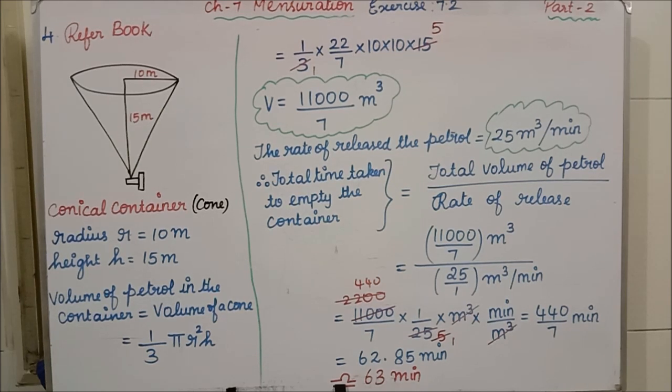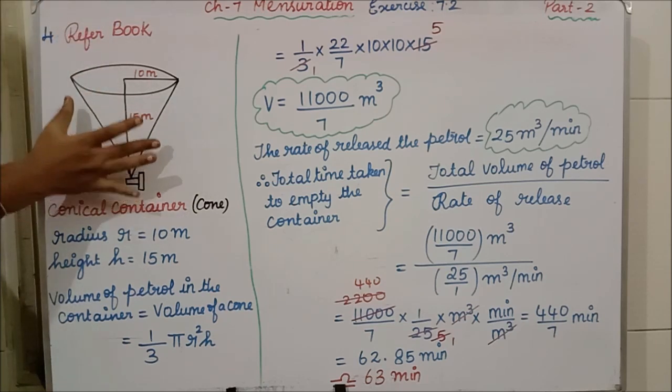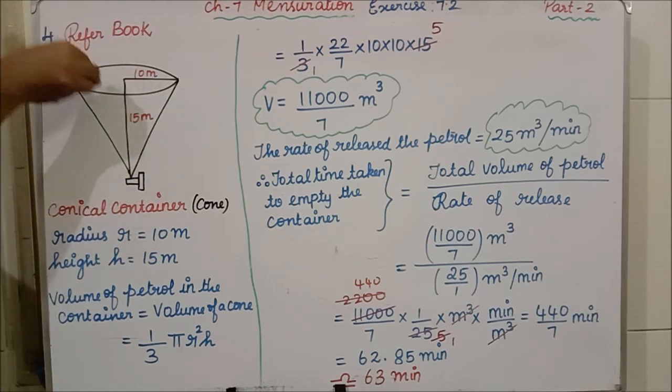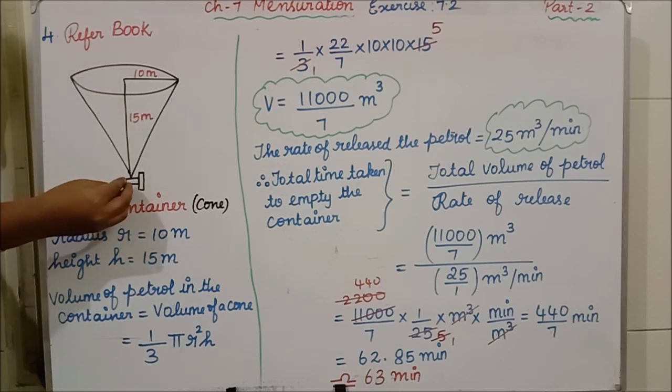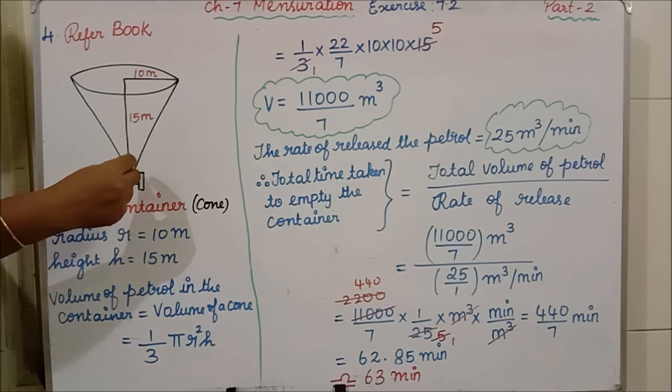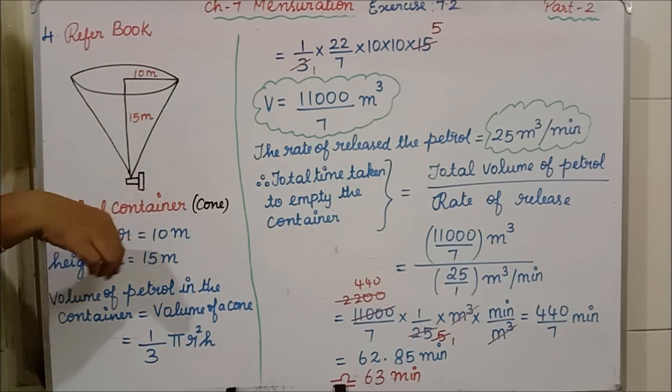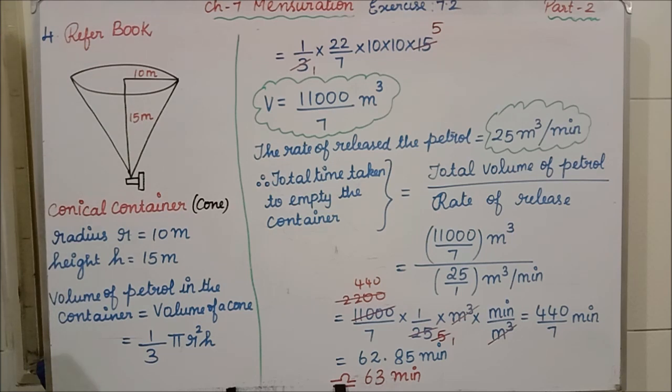Students, what they are saying is, they are taking one cone. That cone is filled with petrol, and they are going to release the petrol through the bottom. This bottom they are going to open, and they are going to release the petrol which is filled in the cone. How they are going to release it: at the rate of 25 cubic meter per minute. Per minute, 25 cubic meter of petrol is releasing.